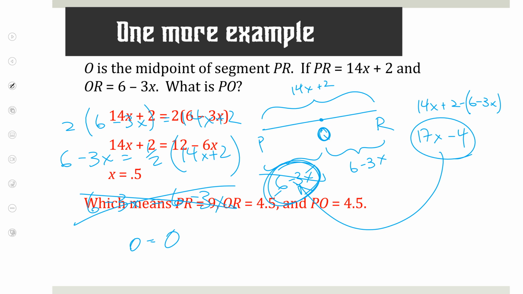And that is another technique. You could take that and then run with it. You could say 17x minus 4 times 2 equals 14x plus 2. You got a couple of different options there. So yes, your question is valid. You can do that, but it doesn't tell you what x is.